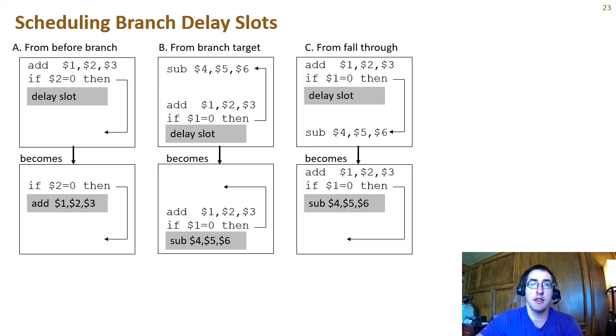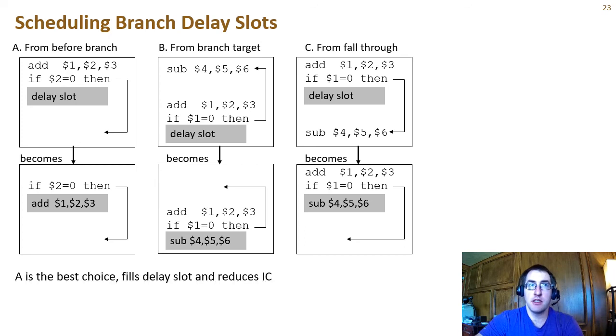Another approach is to pull an instruction from the fall through code. If this sub instruction is independent of the code in the conditional block, then we can move that sub instruction into the delay slot, as long as when the branch is not taken, there's no code in between that modifies $4, $5, or $6.